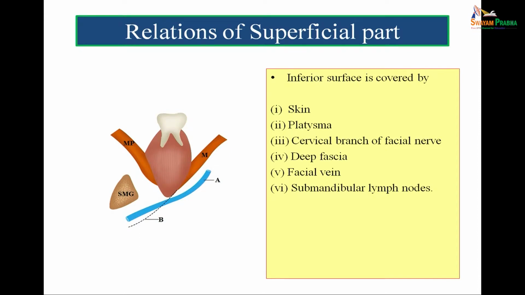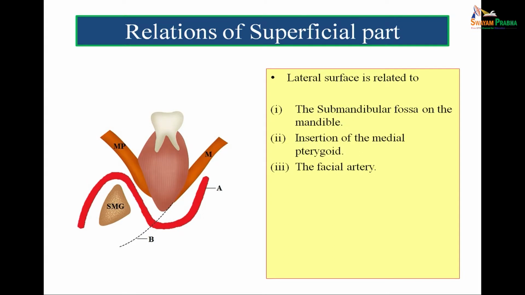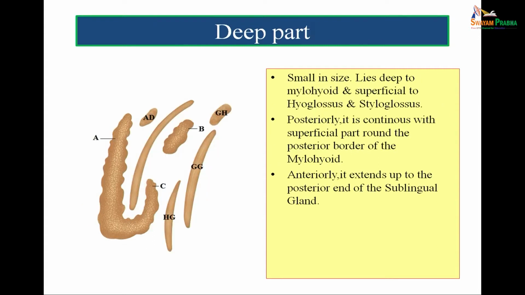It is the superficial layer of the deep fascia, and we can also make out A, which is the facial vein. MP represents the medial pterygoid muscle, while M represents the masseter muscle here in the figure. Now again lateral surface relations. The lateral surface is related to the submandibular fossa on the mandible, and here we can make out the insertion of the medial pterygoid muscle, and we can also make out the facial artery, which is forming the lateral relation of the superficial part of the submandibular salivary gland.